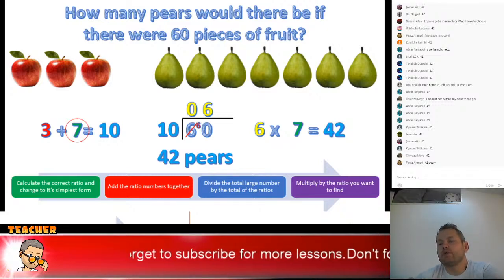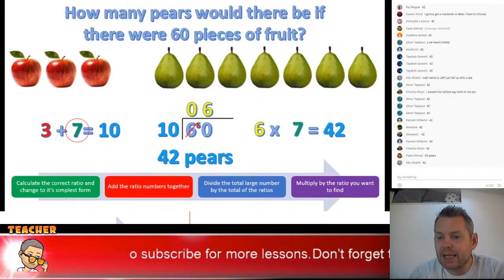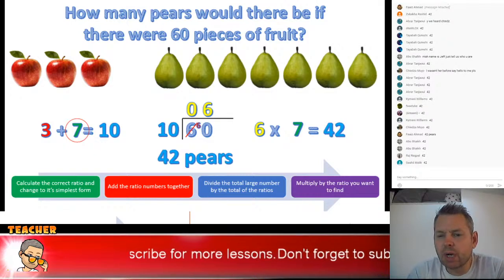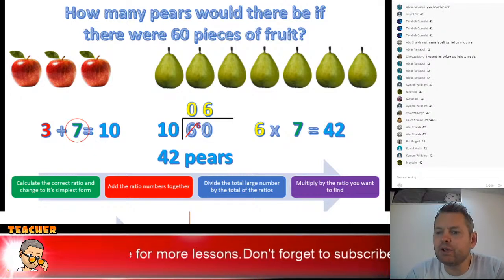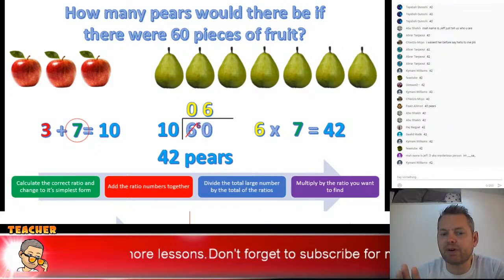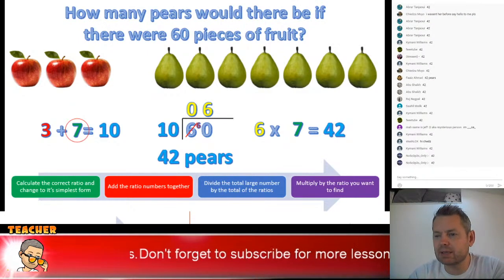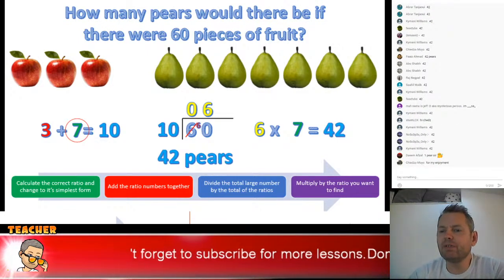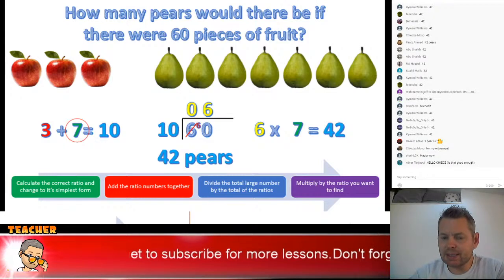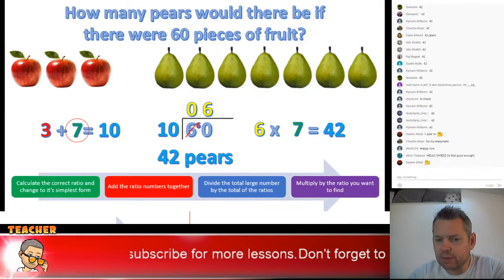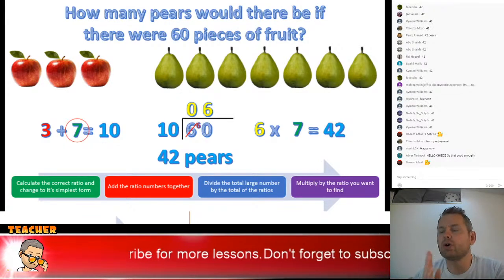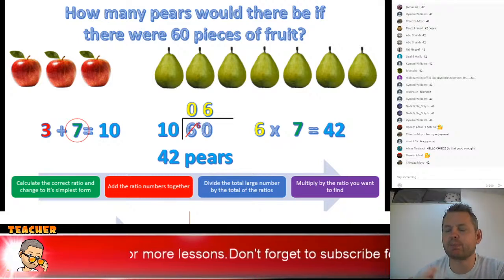So we know that there are 42 pears. So again, the steps are at the bottom of the screen for you. If you're not sure how to do this, it's absolutely fine. These lessons are 15 to 20 minutes long. They are not massive lessons. But what they are is an opportunity for you to have a go, listen to me telling you how to do it, and then if you're not 100% sure, it's for you to go back and practice and practice and practice.